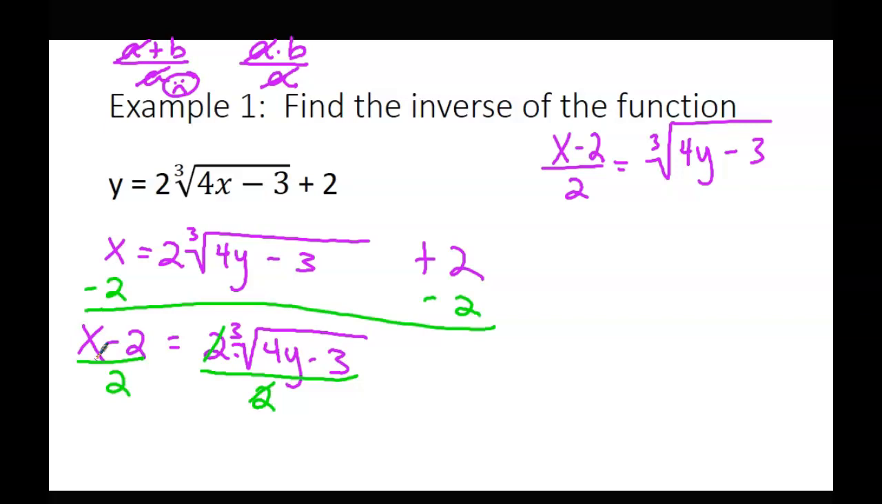So we want to get y by itself. Here's the part that I want to make sure you guys get. I want to get rid of this cube root. What's the opposite of a cube root? That's right, third power. You raise this to the third power. That's how you cancel the root. So the third power cancels out the third root. And that leaves me with this.